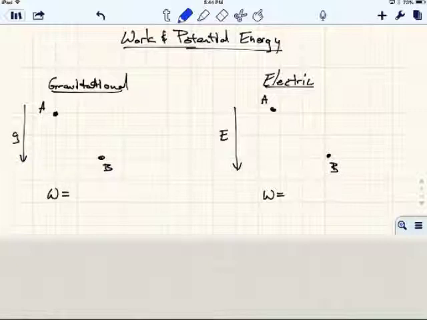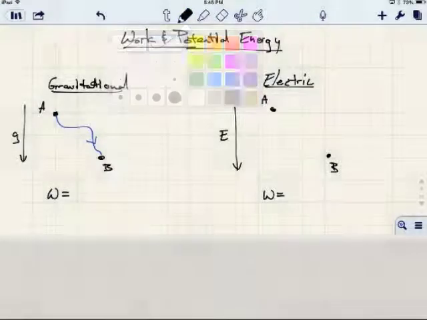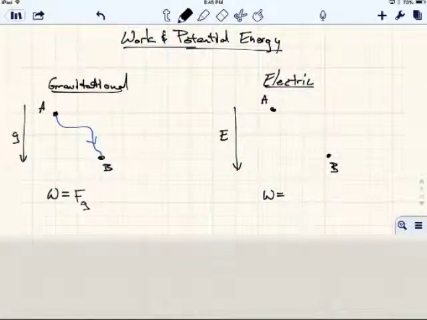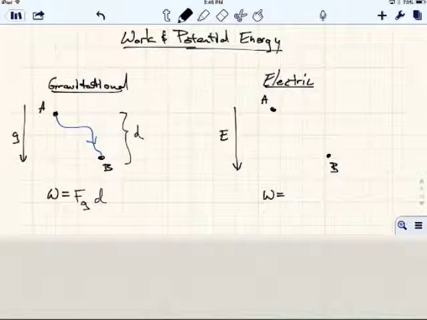If we have an object at point A in a uniform gravitational field and we move it to point B through some random path, then we know that the gravitational field will do some amount of work on the object. That work can be calculated by the force of gravity times the distance that it travels. But the distance that it travels doesn't depend on the actual path distance, but on the height difference. So the work is then calculated by mg times the distance d.